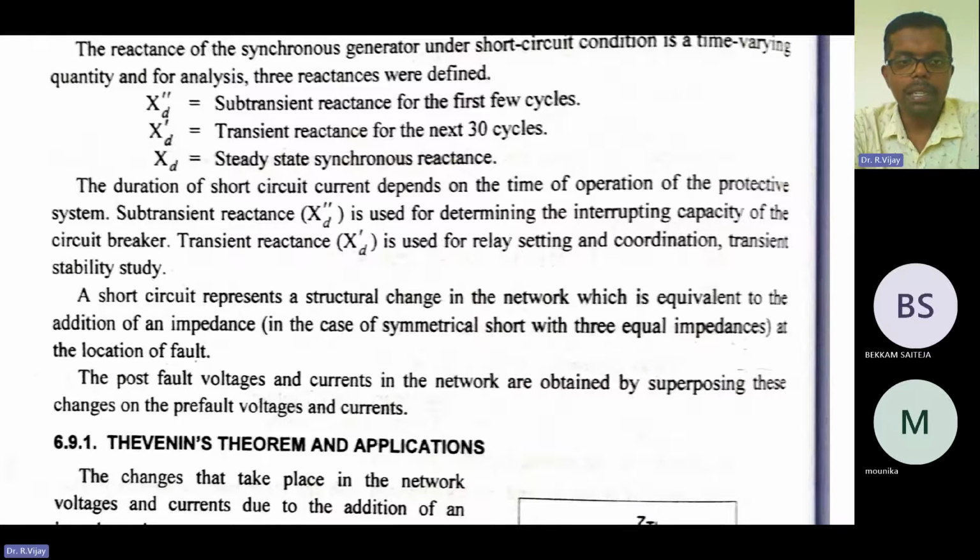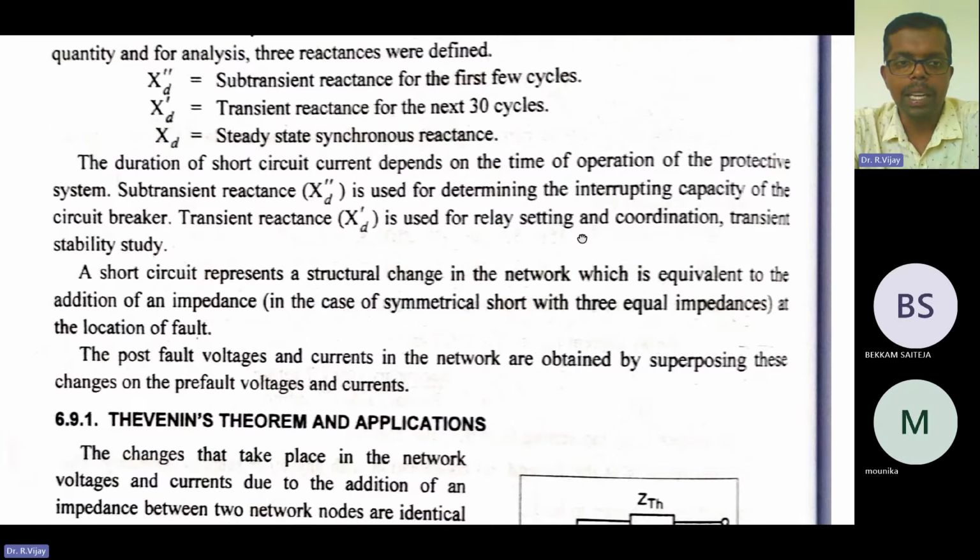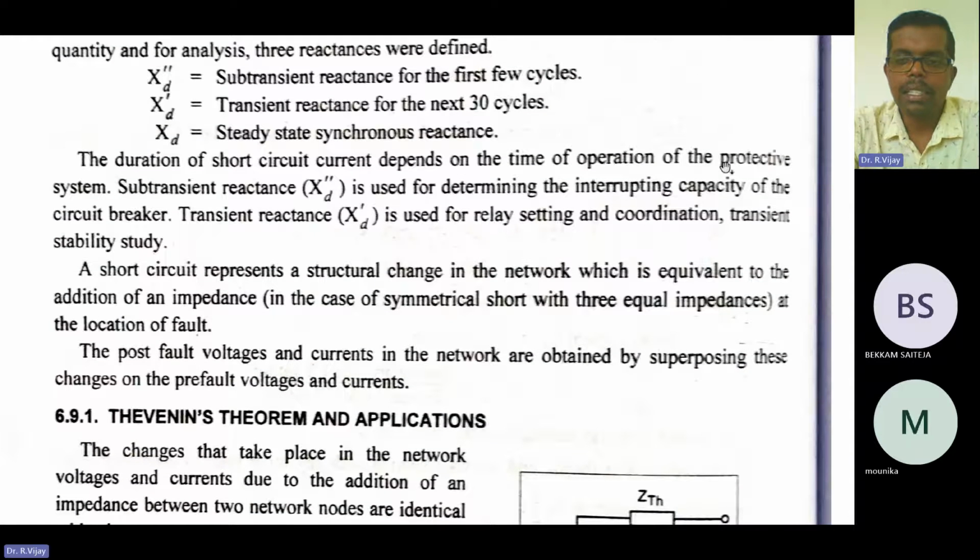Here the subtransient reactance is used for determining the interrupting capacity of the circuit breaker. Next, the transient reactance XD dash is used for relay setting and coordination. That is called your transient stability study. Next, a short circuit represents a structural change in the network, which is equivalent to the addition of impedance.